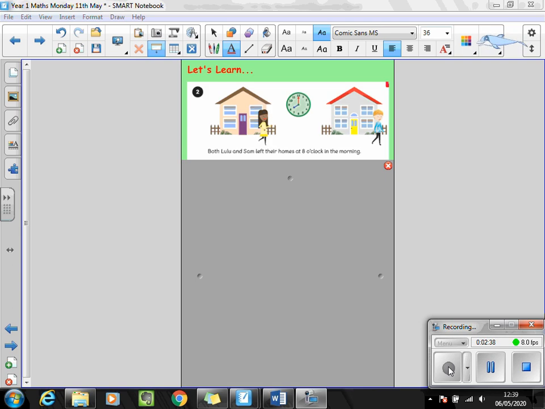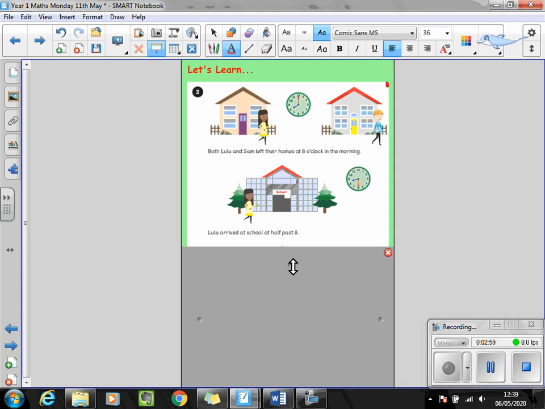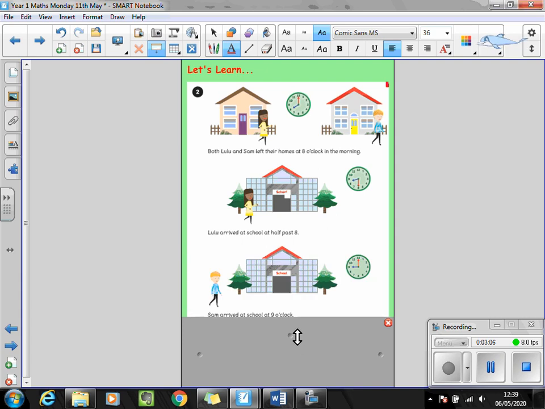Now we're going to look at a new math story here to think about those 4 words: earlier, later, quicker and slower. In the picture in our Let's Learn, we can see that Lulu and Sam are both leaving their house at 8 o'clock in the morning. Lulu arrives at school at 8:30. Sam arrived at school at 9 o'clock.